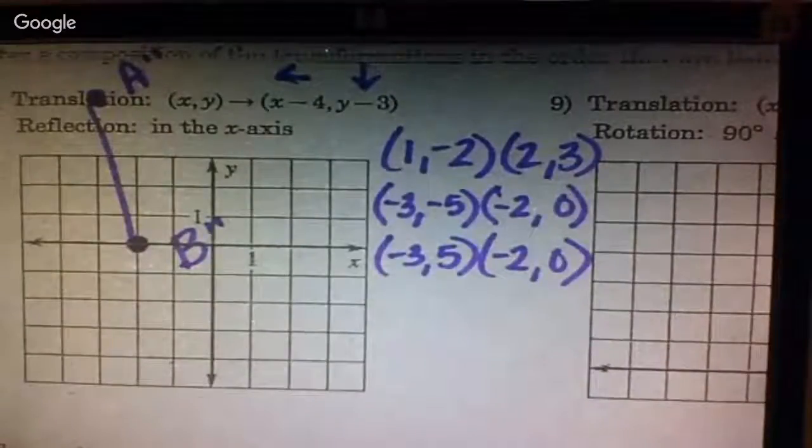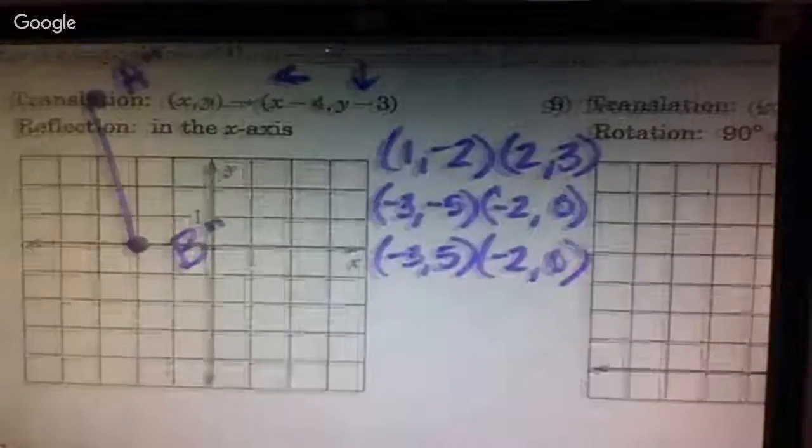We're using the same points. Same points for the next one.